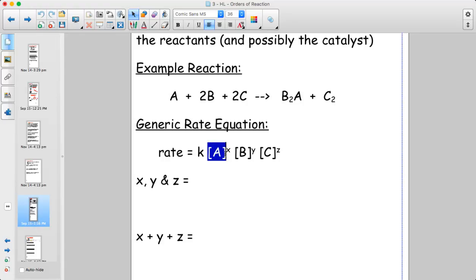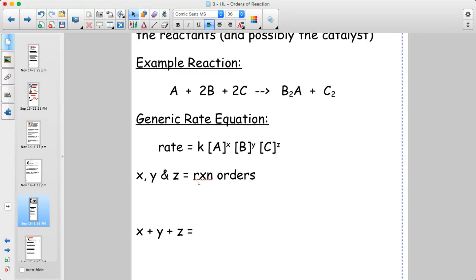And then in brackets, you've got the concentration of A raised to some exponent, concentration of B raised to some exponent, and the concentration of C raised to some exponent. Remember that the brackets represent concentration. So x, y, and z represent the reaction orders for each individual reactant. And then x plus y plus z equals the overall order of a reaction. So adding up all the orders of the individual reactants gives you what we'd call the overall order of the reaction.